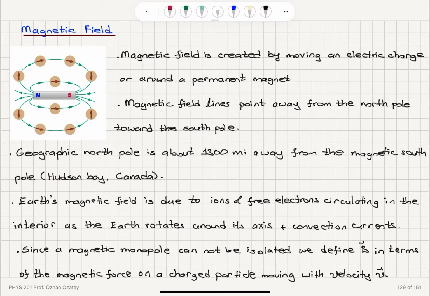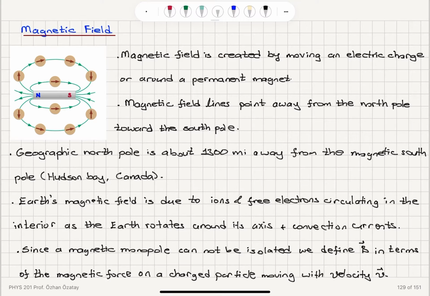Now, why is Earth a permanent magnet? Earth's magnetic field is due to ions and free electrons circulating in the interior. So we basically have a molten metallic structure inside the Earth, which consists of ions and free electrons. When the Earth spins around its axis, these molten structures, which contain the ions and free electrons, circulate in the interior, and these moving charges create a magnetic field.